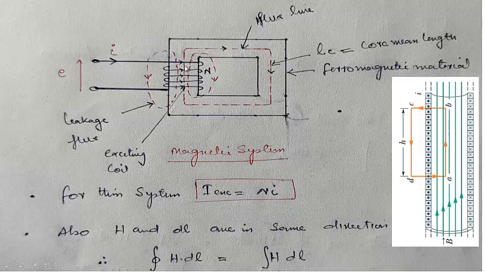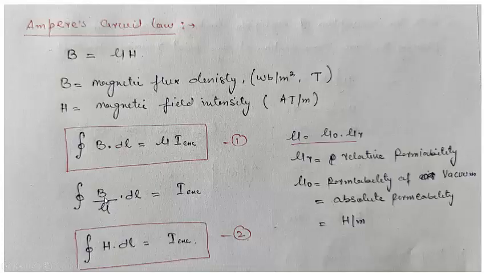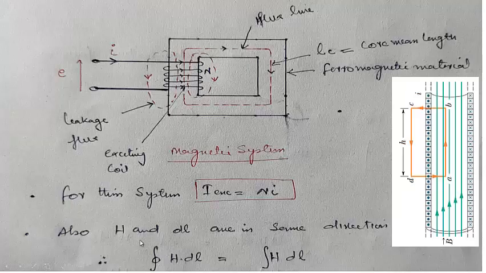Since I am assuming that for practical purposes there is no leakage flux, all the flux will be inside this coil or inside this solenoid. So when we use this type of Gaussian surface, you will see that B dot dl, or H dot dl, along this line and this line, they are perpendicular to the magnetic flux lines. So in that case B dot dl will be 0.